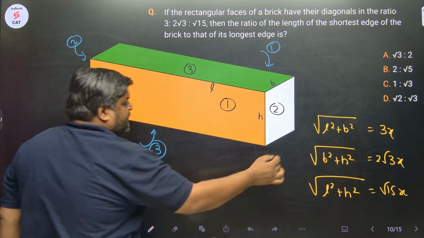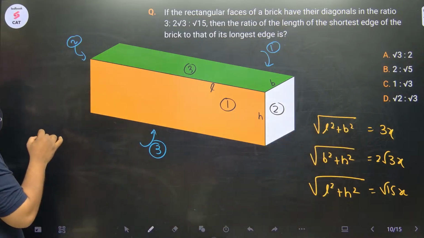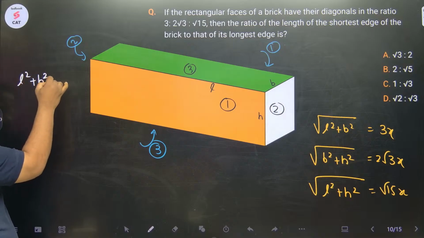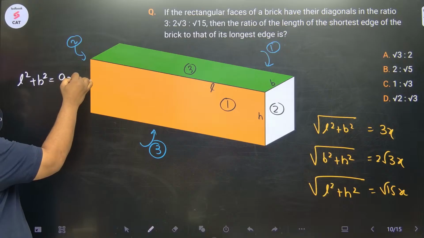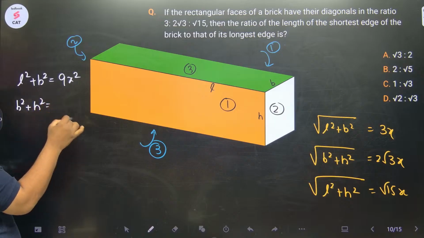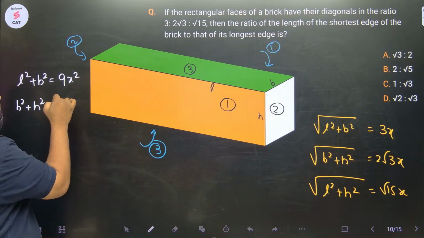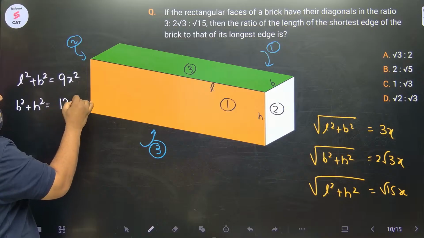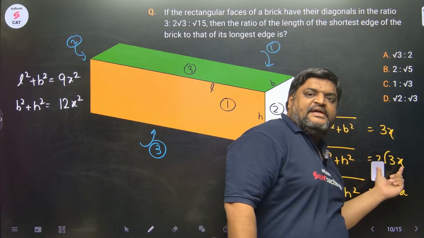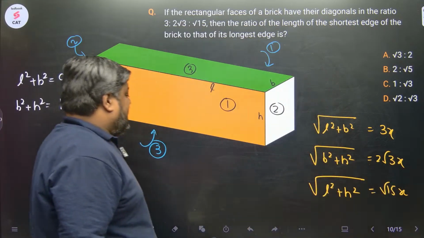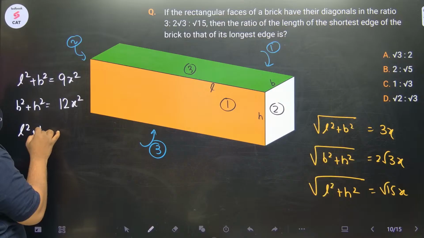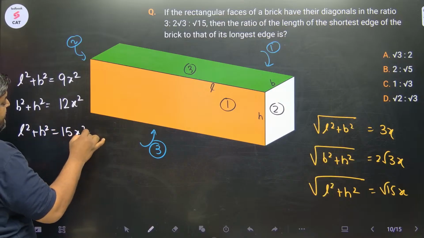चलो, अगर मैं इनको स्क्वेयर कर दूँ तो क्या मिलेगा? मुझे मिलेगा l square plus b square is 9x square. b square plus h square is 4 times 3, 12x square. इसको स्क्वायर करोगे तो क्या मिलेगा? 4 into 3, 12x square, right? And then l square plus h square is 15x square.